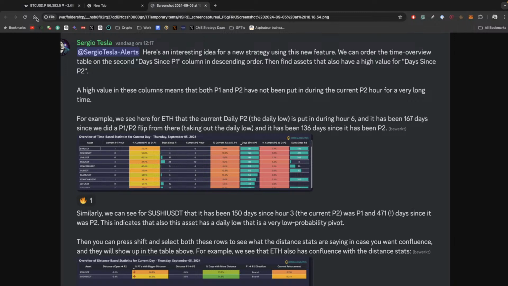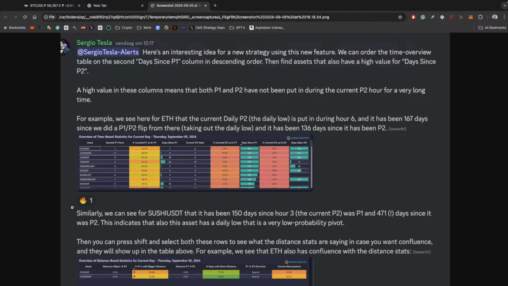So this was at 12:17. Here's an interesting idea for a new strategy using this new feature. We can order the time overview table on the days since P1 column, this one, in descending order. Then find assets that also have a high value for days since P2, this one. A high value in these columns means that both P1 and P2 have not been put in during the current P2 hour for a very long time. For example, we see here for ETH that the current daily P2, the daily low, is put in during hour 6, and that's been 76 days since we did a P1, P2 flip.